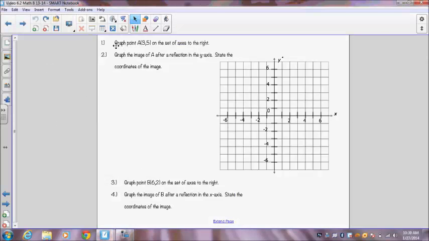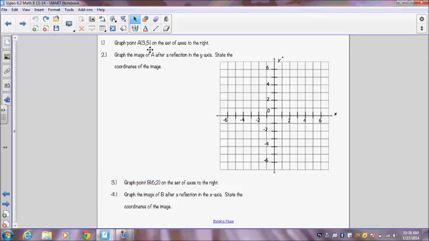All right, so question number 1 asks you to graph the point A, (3, 5) on the set of axes to the right. Before I do anything, I have to make sure that my axes are set up okay. So if you look right here, I have to label this my x-axis, I have to label this my y-axis, and I have to number my axes. Since that's already been done for me, I don't have to do that anymore.